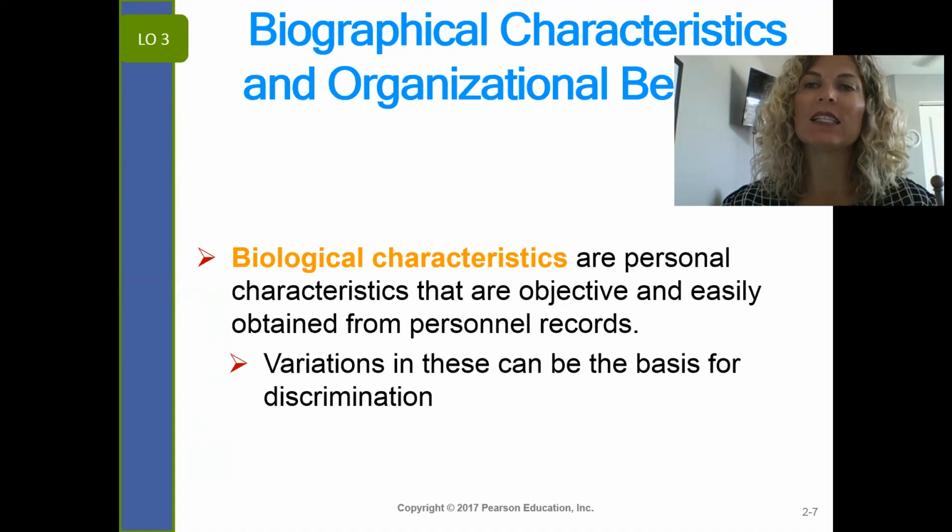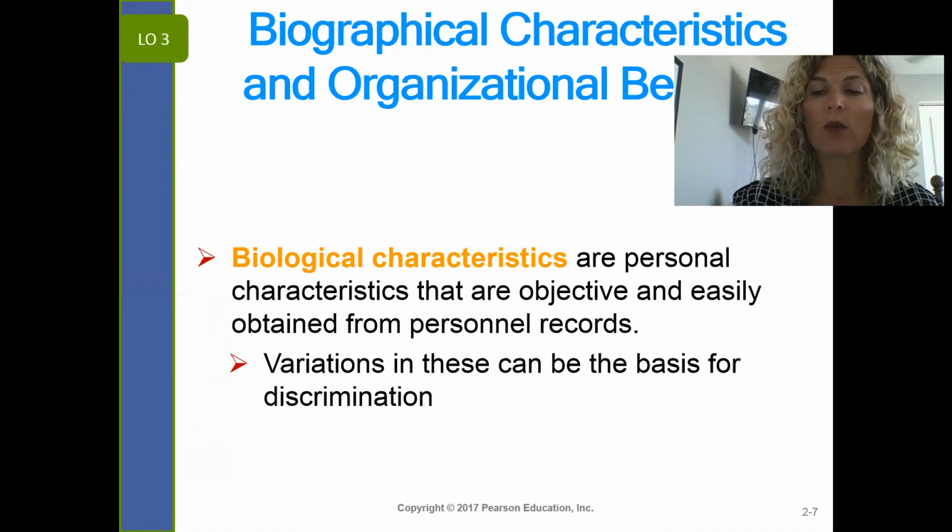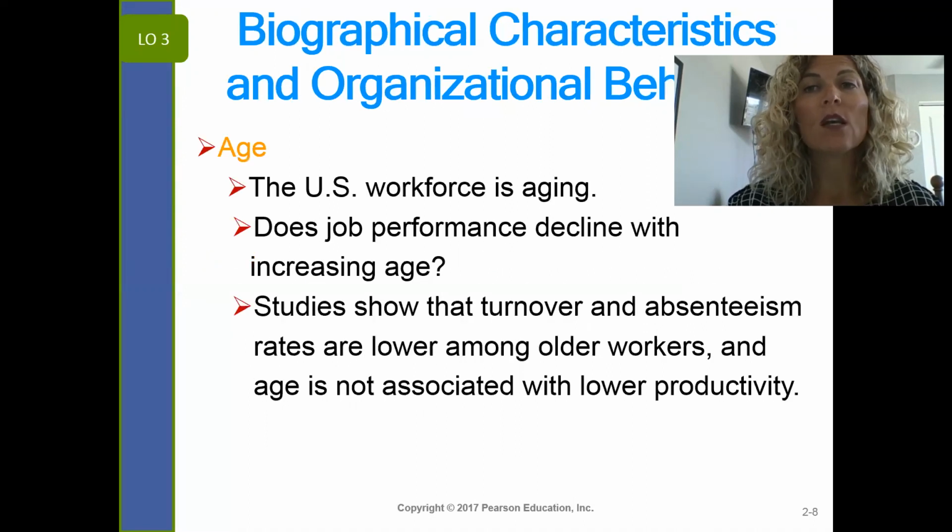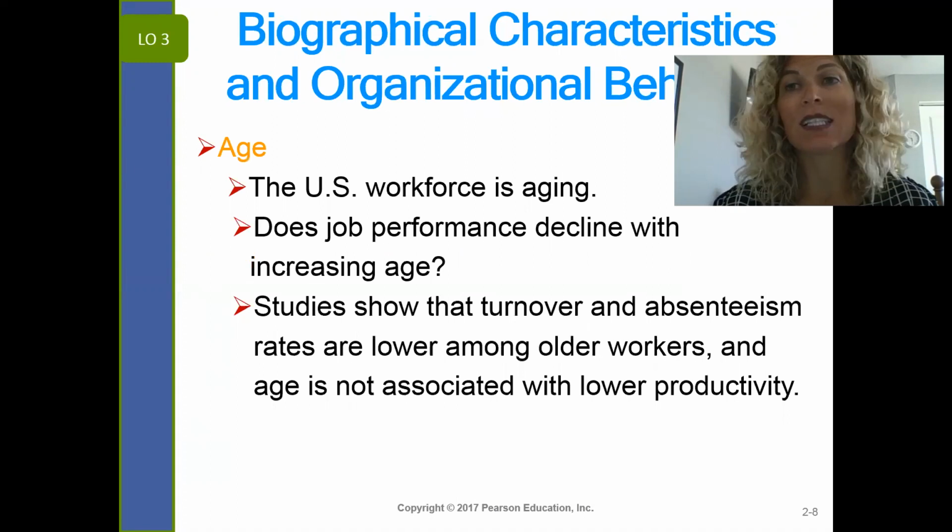I can kind of see these things. And so that kind of makes up this surface level diversity. And a lot of these factors can be the basis for discrimination. So we want to recognize that. So one of the biological characteristics is age.